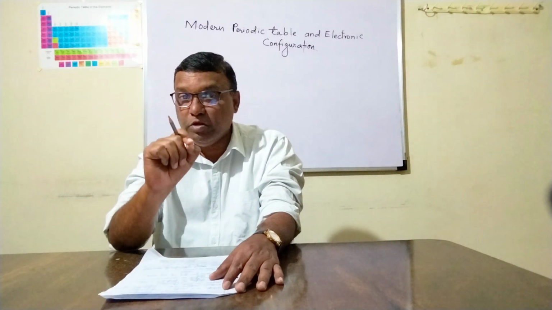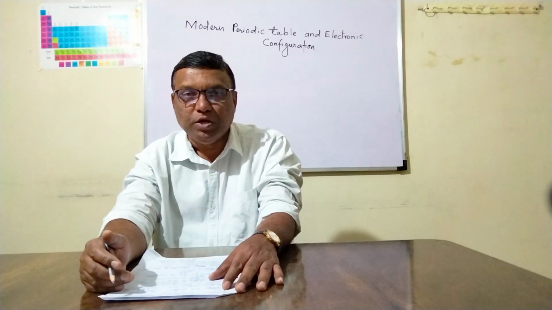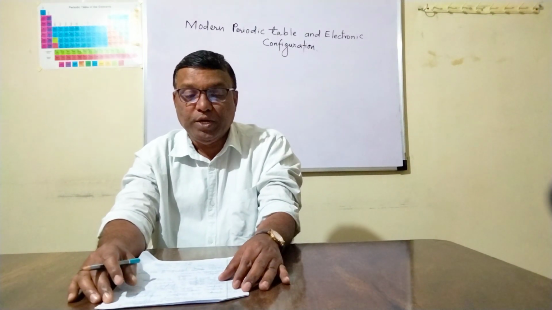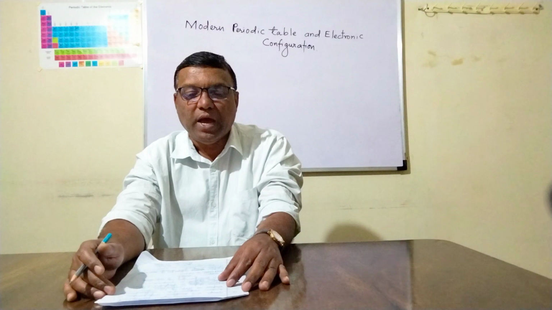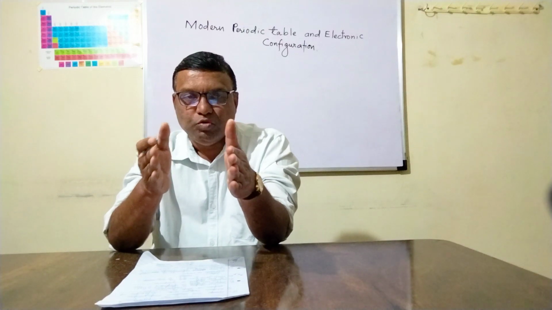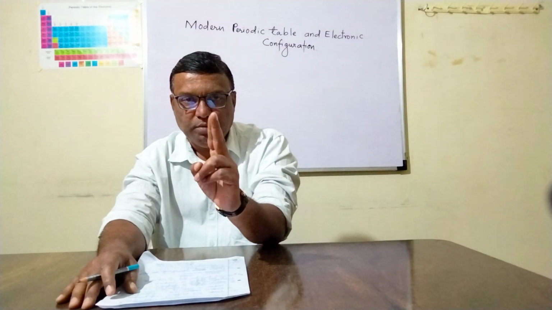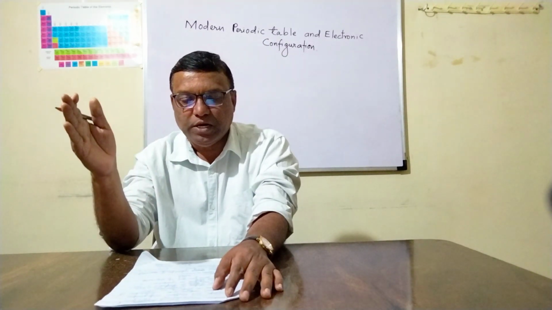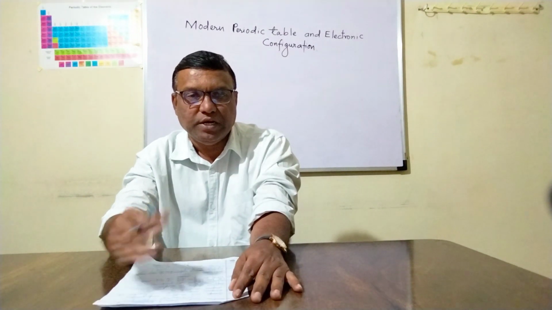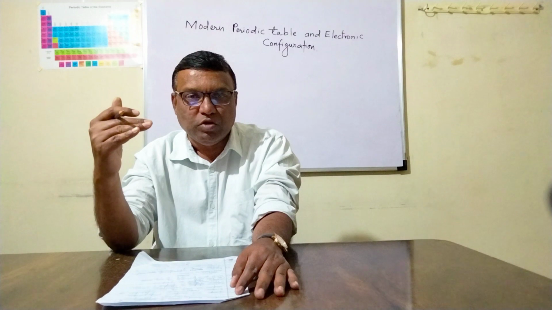On the basis of this valuable information, we are going to start today's new point, that is the modern periodic table and electronic configuration. So point number 1, groups and electronic configuration. Today's lecture we are going to divide into 2 points. Point number first, groups and electronic configuration. Point number second, periods and electronic configuration. Out of that, we are going to start with the first point, that is groups and electronic configuration.